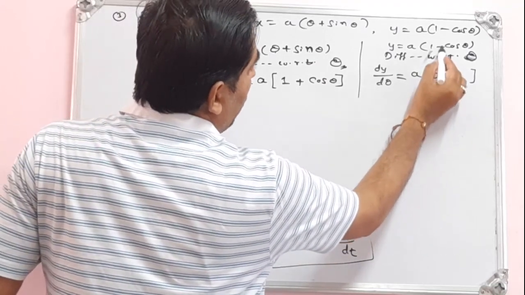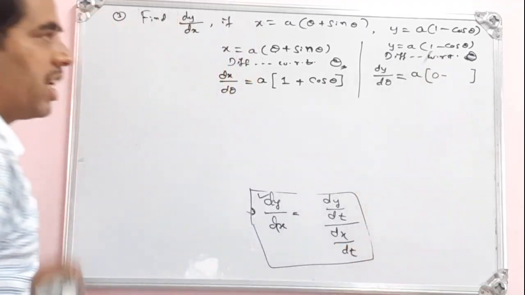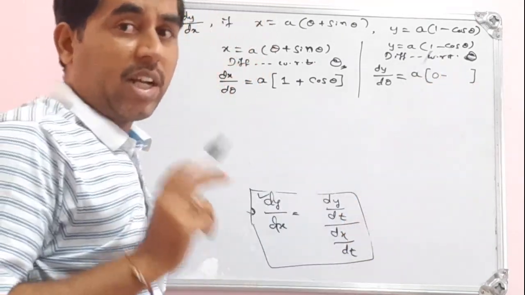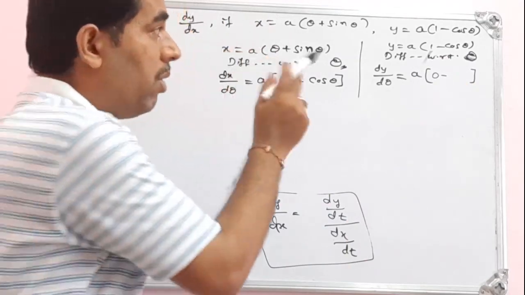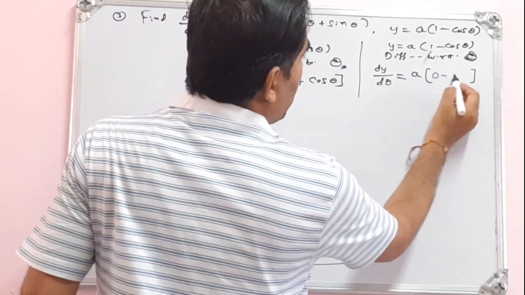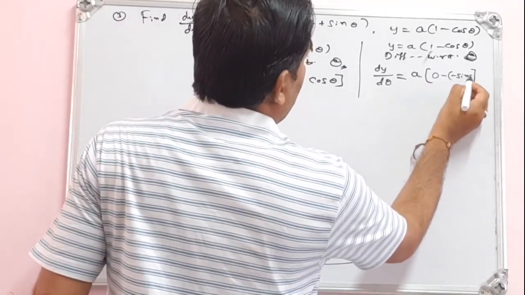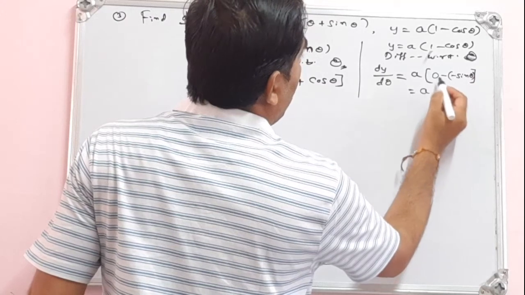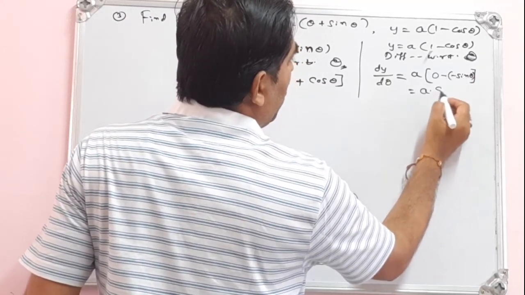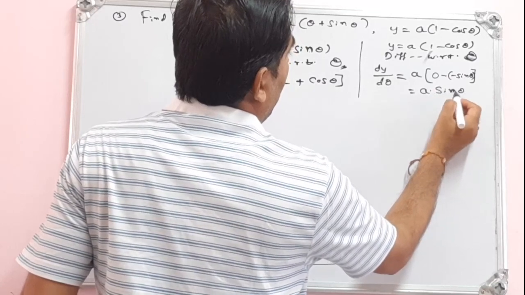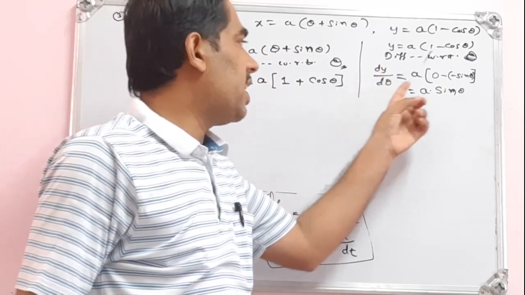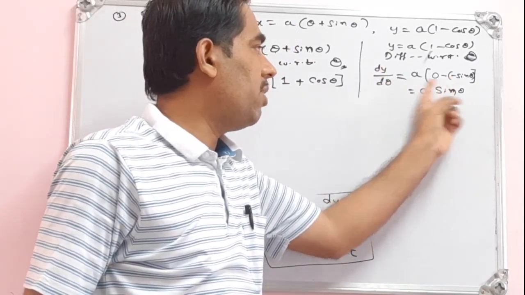Then the minus is already given here, so I will write minus as it is. Now I will write the derivative of cos theta. The derivative of cos theta is minus sin theta. So minus into minus is plus, and it will be a sin theta. So dy by d theta is equal to a sin theta. Minus into minus plus, that will be sin theta only.